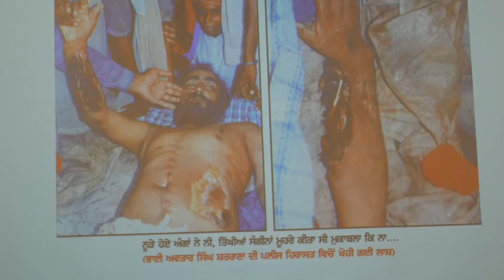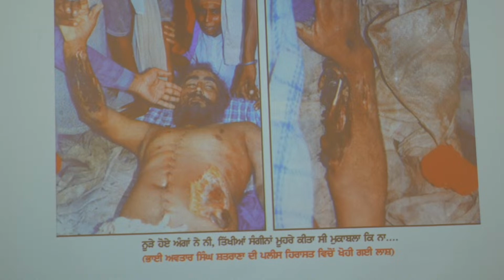Next. This is a complete killing of one family. Everybody from children to adults is gone. Next. This young man was killed by police and people were able to snatch his body from them before they could dispose of it. Next. This is all fake encounters, arrested and killed. Next.